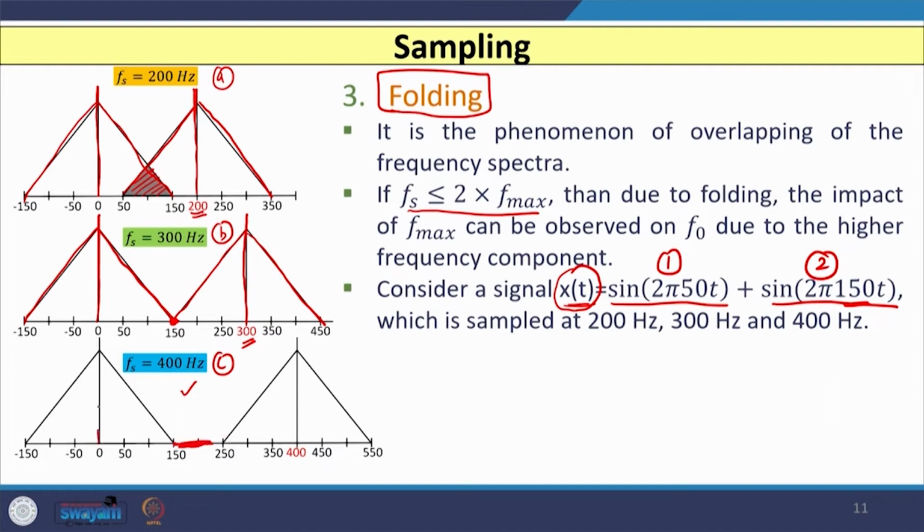So, you can start from this 0 and you can go both sides, 150, and then again you have from 0 to 400 here. So, again 400 minus 150, that is 250, and 400 plus 150, that is 550. So, there is no overlapping here, right, you can see here and here. So, this is nothing but the folding phenomena.